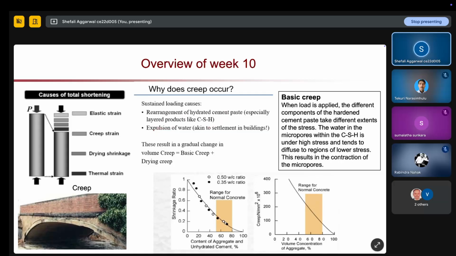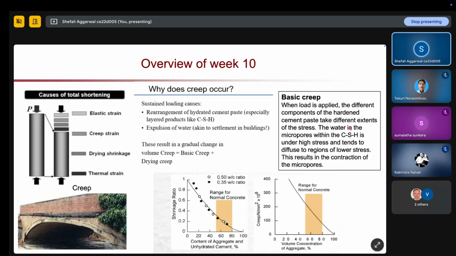Secondly, what is happening? Once your CSH or your micropores are filled with material, what will happen? The water in the other pores, let's say micropores, will start coming out and will lead to settlement of the building. So two things are there: firstly rearrangement, secondly expulsion of water.